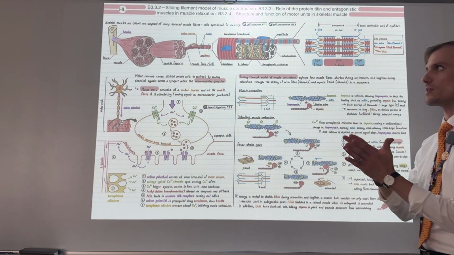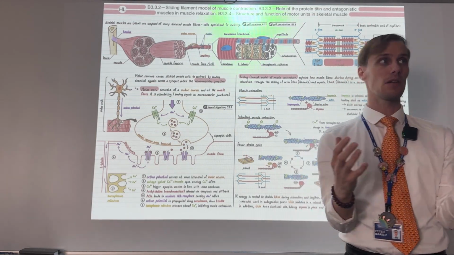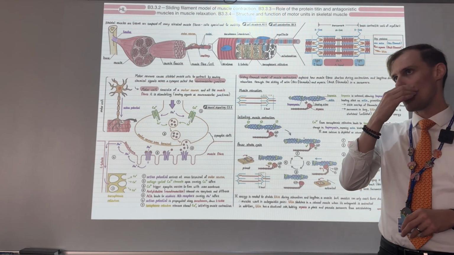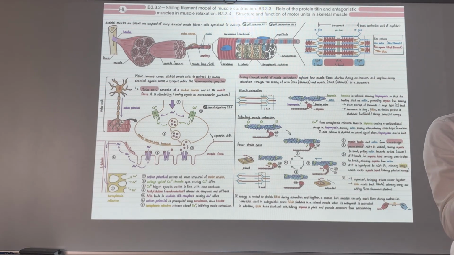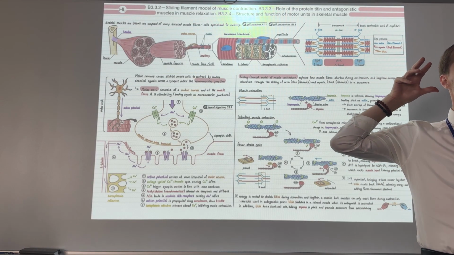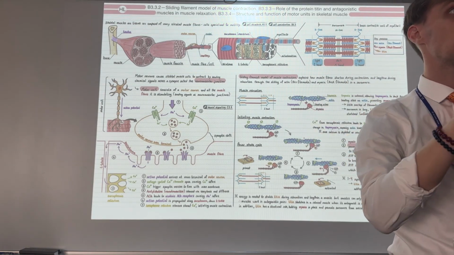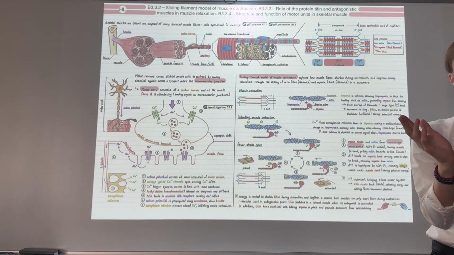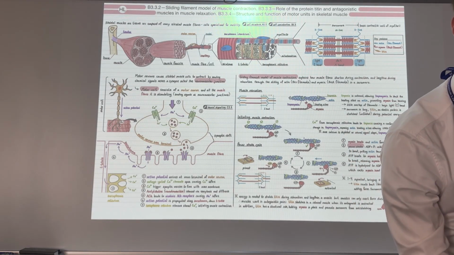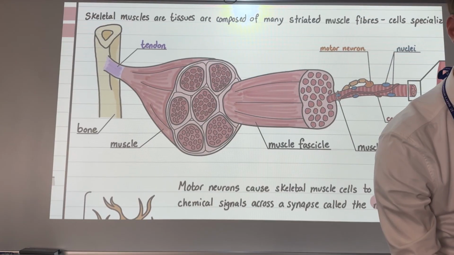The first part is going to be, what is the anatomy of skeletal muscles? We're then going to look into what is causing skeletal muscles to contract. And then we're going to get into what is actually happening, zooming in, at the protein level to cause muscles to contract. So let's first begin with a little bit of muscle anatomy.